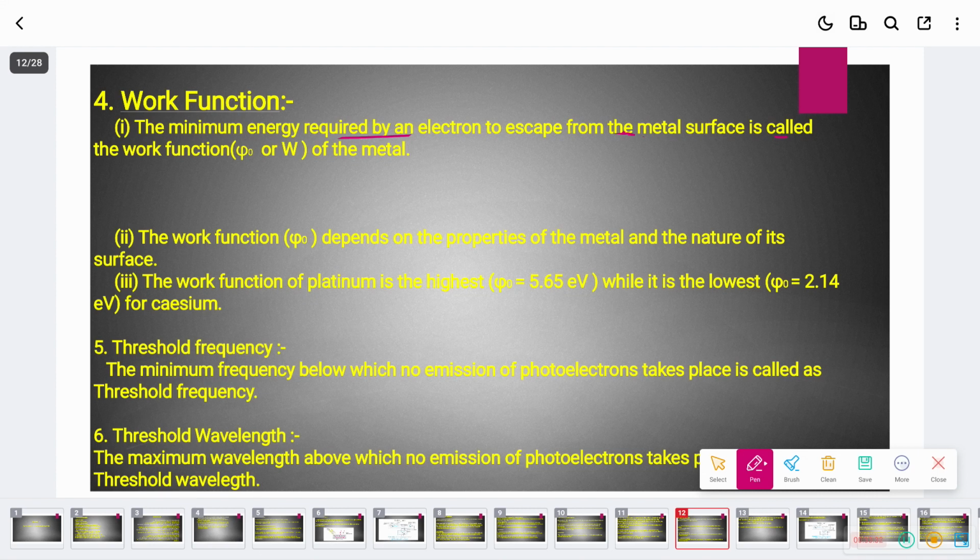If it is aluminum, for aluminum, work function will be different. For potassium, work function will be different. Sir, for all the electrons inside the aluminum, it is the same. For all the electrons, this is the work function. We'll take it like that. Okay. Now next, everyone listen. The work function depends on the properties of the metal. See, properties came. It is a material property. And the nature of its surface.